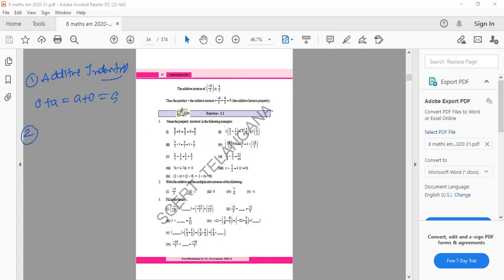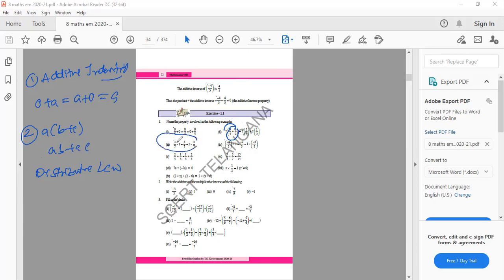Now the second question, multiplication over the distribution. I told you: a times (b plus c) is ab plus ac. You can answer this as distributive law, or else distribution over the addition. Distribution law is enough for that answer.